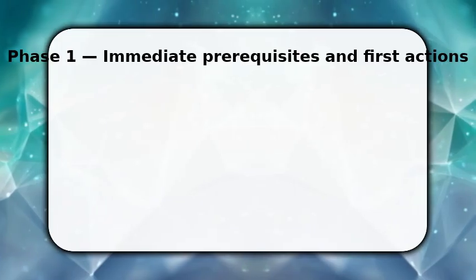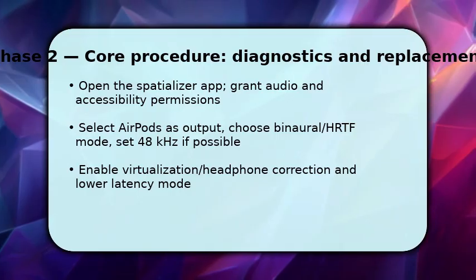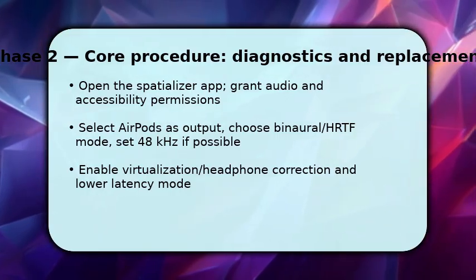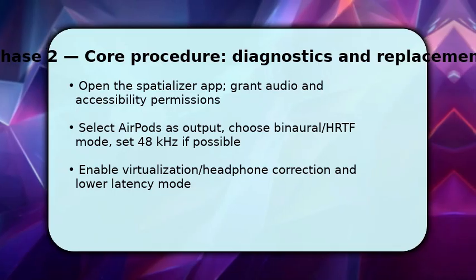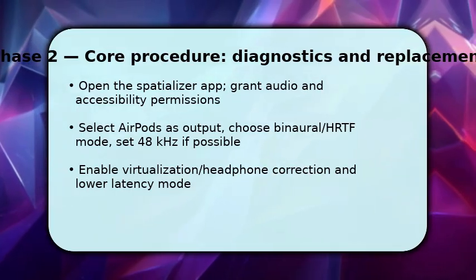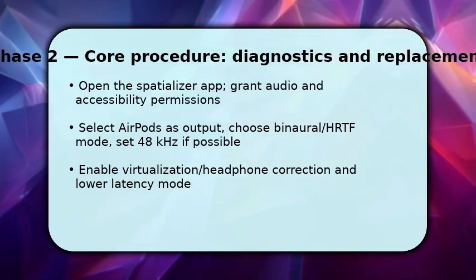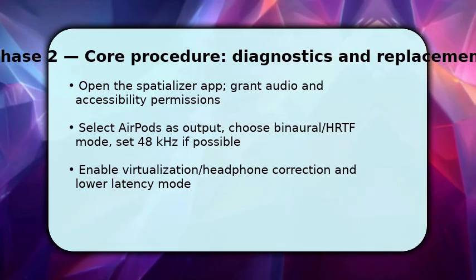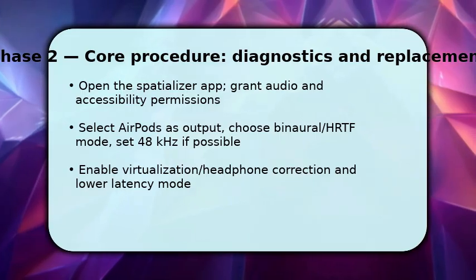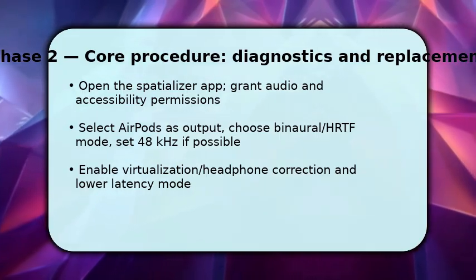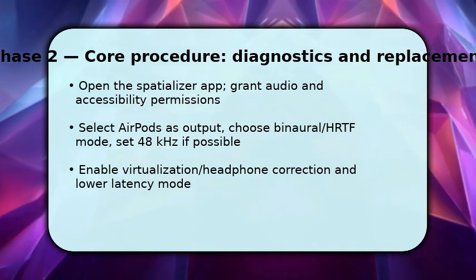You now configure the Spatializer app to target your AirPods. Open the app and grant any audio and accessibility permissions so the processing can run in real time. Once granted, select your AirPods as the output device, then choose binaural or HRTF mode. This is the core of spatial audio. Make sure sample rate is 44.1 or 48 kHz to match most tracks, and enable headphone correction or virtualization. Also switch to a low-latency processing profile. Otherwise, the spatial cues will lag when you move your head.